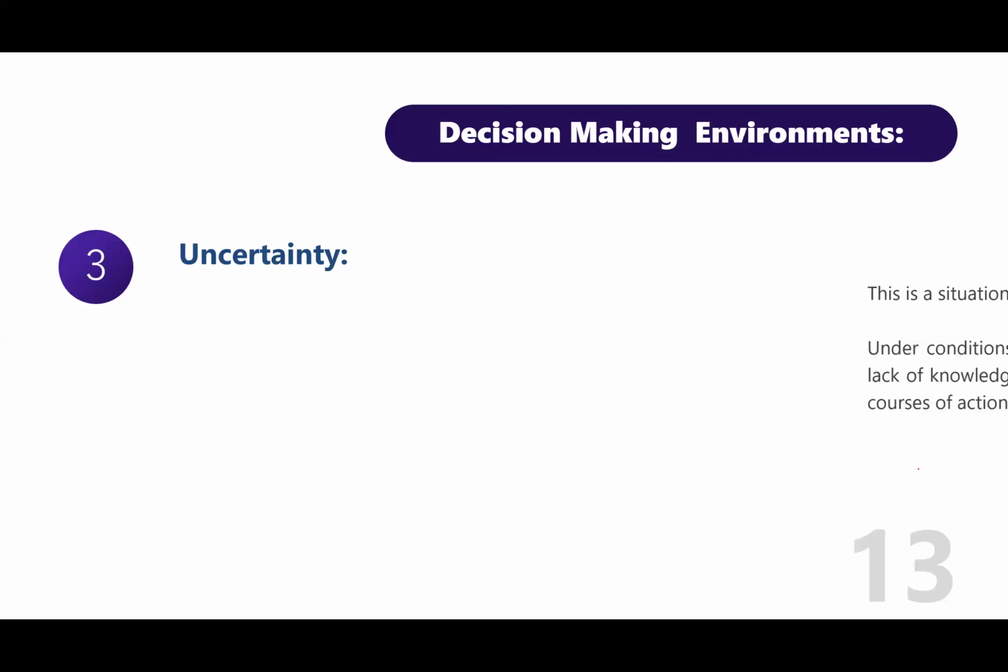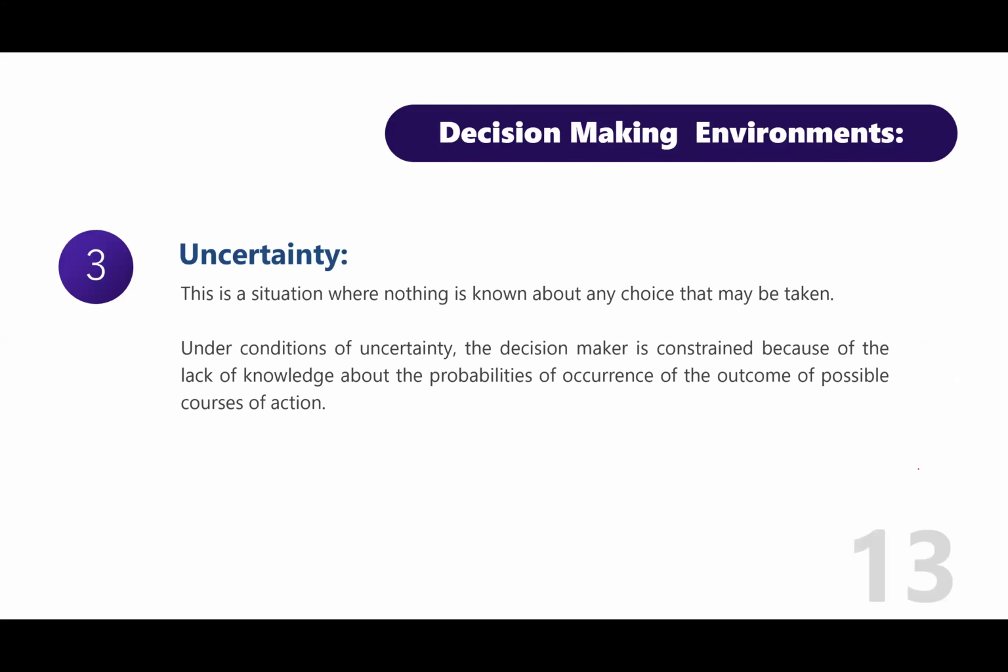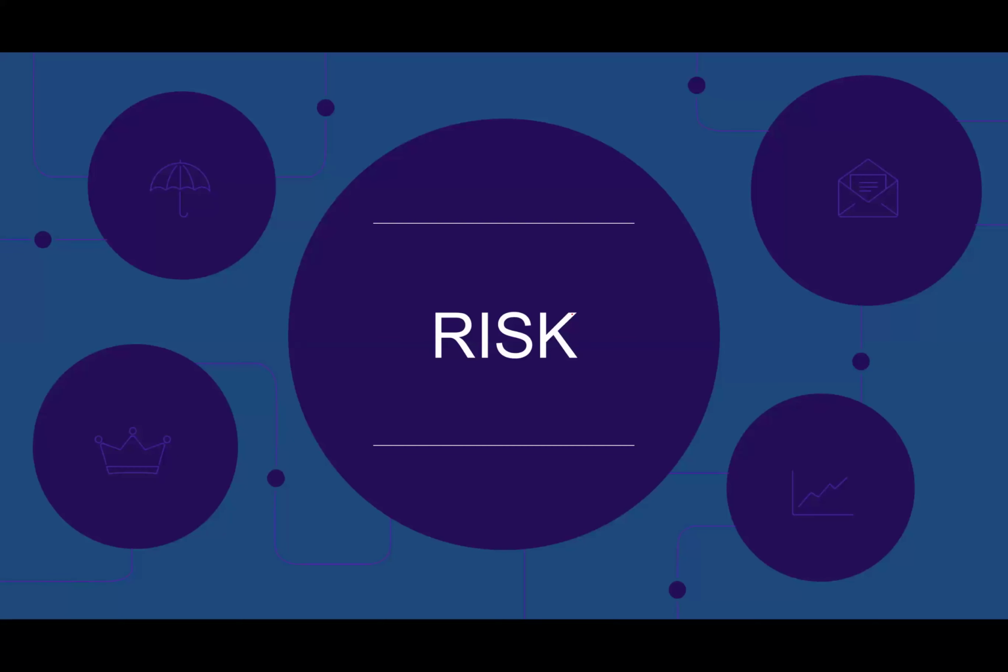Then uncertainty is the worst environment you can ever be in, because here you don't know what's going to happen tomorrow. You don't know what's going to happen to you. So it even becomes very difficult to make a decision. But we have different approaches that we are going to look at, which can be employed in the environment of uncertainty. So our discussion will begin with the environment of risk.